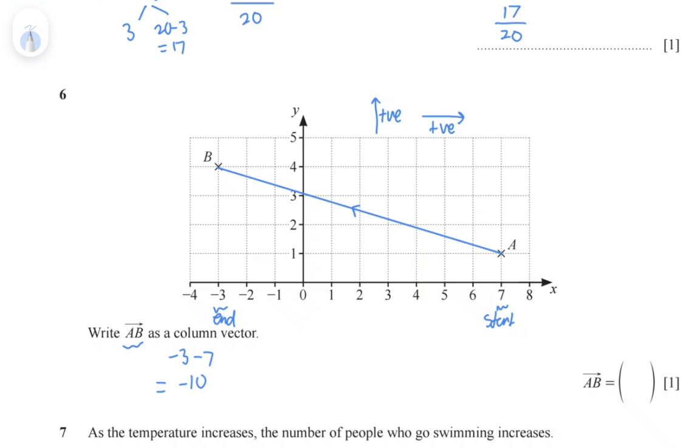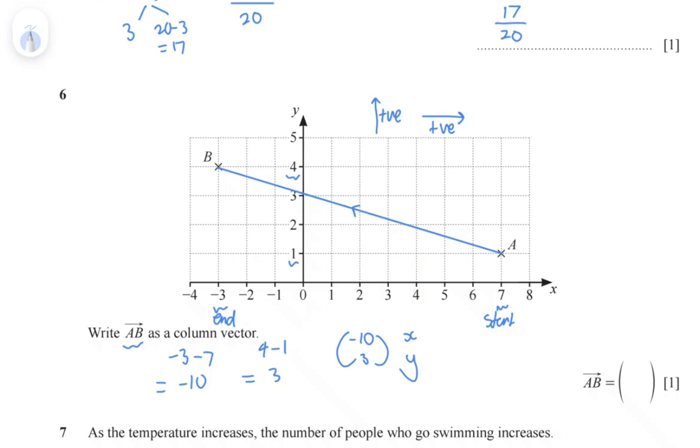And for the y values, we start at 1, ending at 4. So that's 4 minus 1, which is equal to 3. So that would then tell us that our column vector is minus 10, 3, as you write the x value on top and the y value on the bottom.